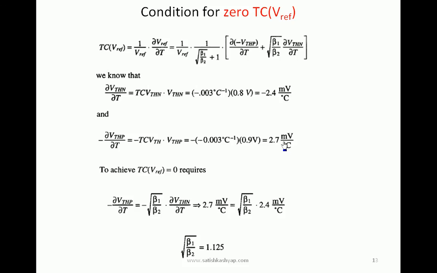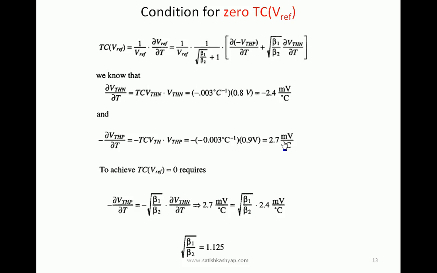To achieve temperature coefficient of V reference equal to 0, minus ∂VTHP should be equal to minus of root of beta 1 by beta 2 into ∂VTHN by ∂T. Substitute the values. So if the root of beta 1 by beta 2 ratio is 1.125, then we can achieve zero temperature coefficient. If we choose beta 1 by beta 2 values such that root of beta 1 by beta 2 is equal to 1.125, then zero temperature coefficient can be achieved in this circuit.